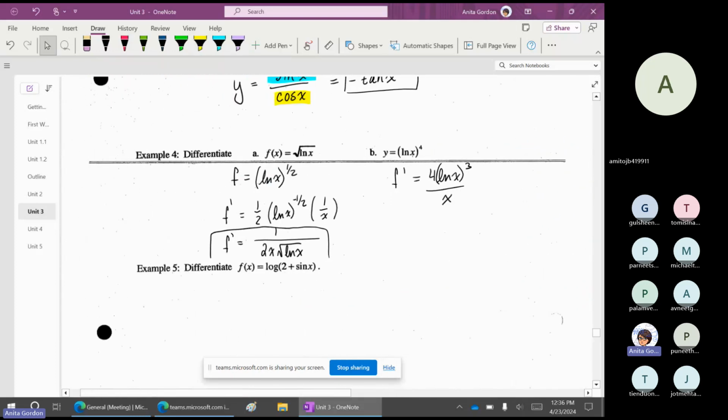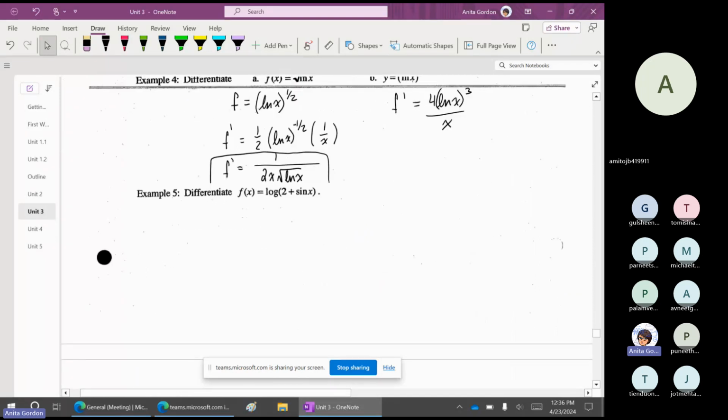So let's go back now. Here's a simpler one. Differentiate 5 all by yourselves.